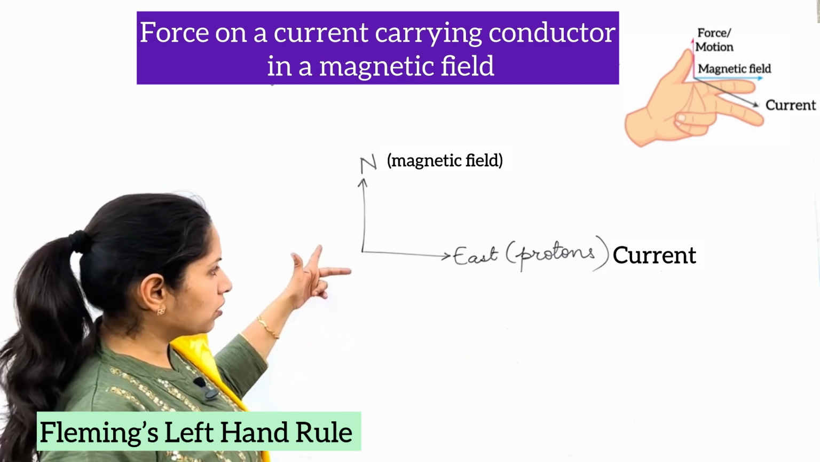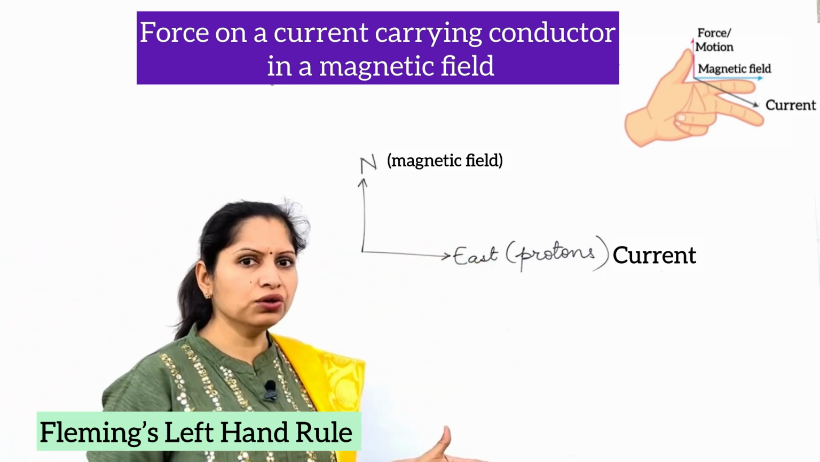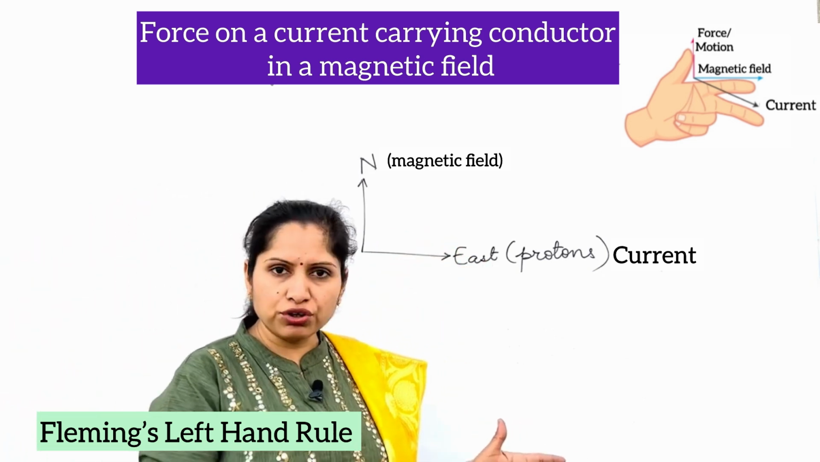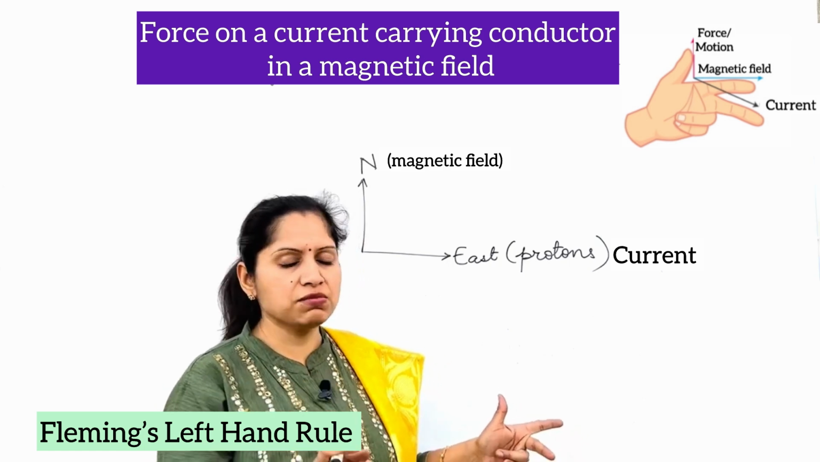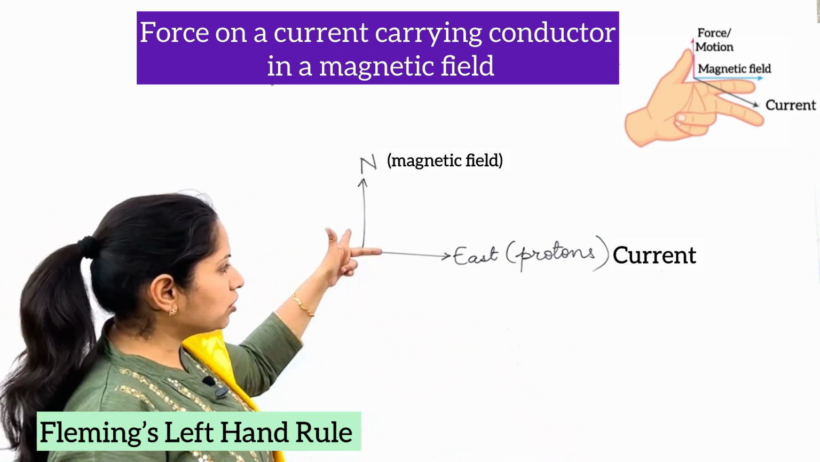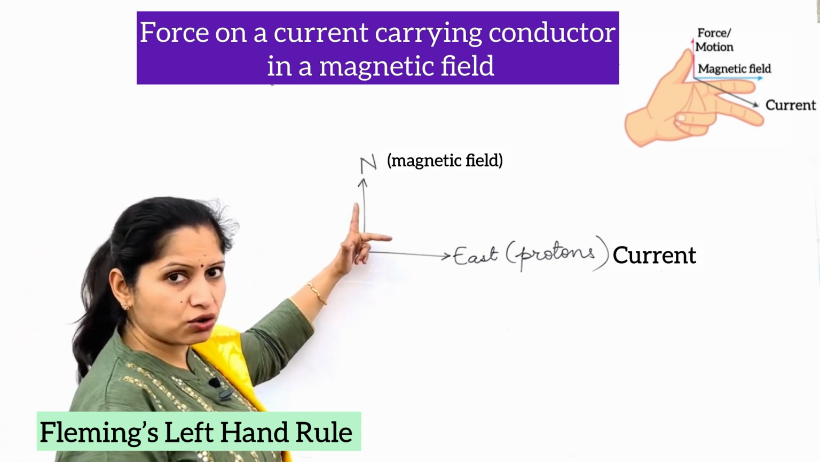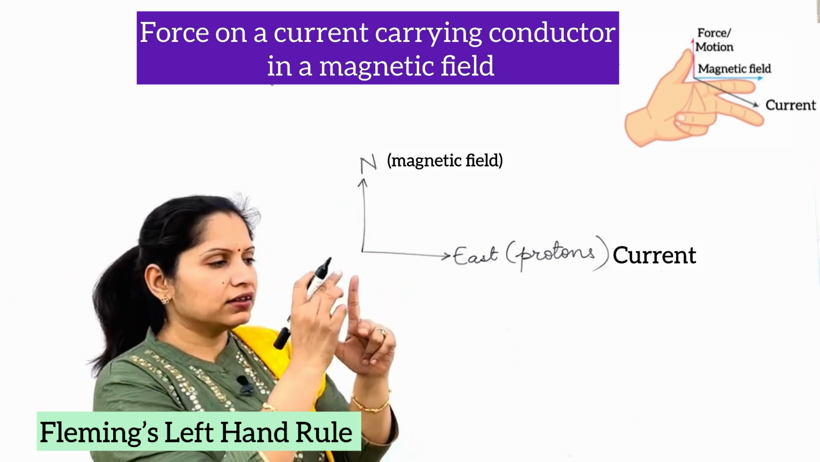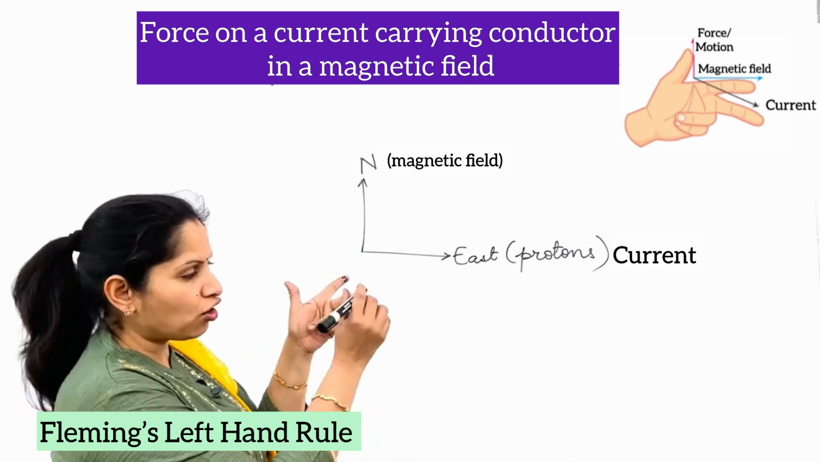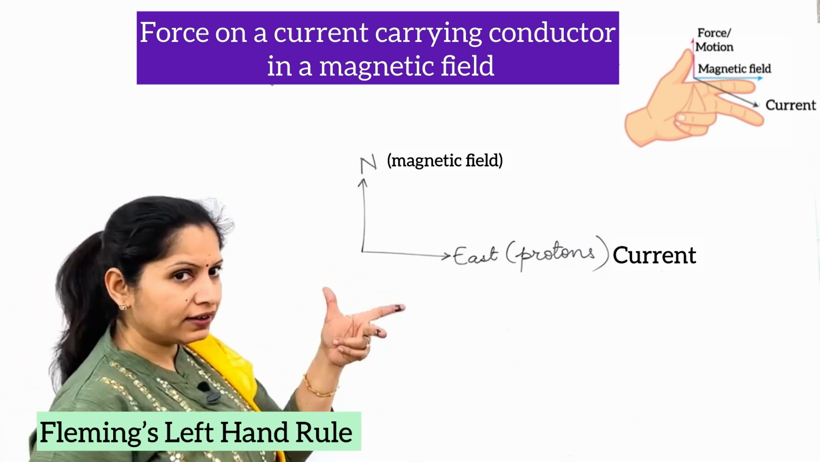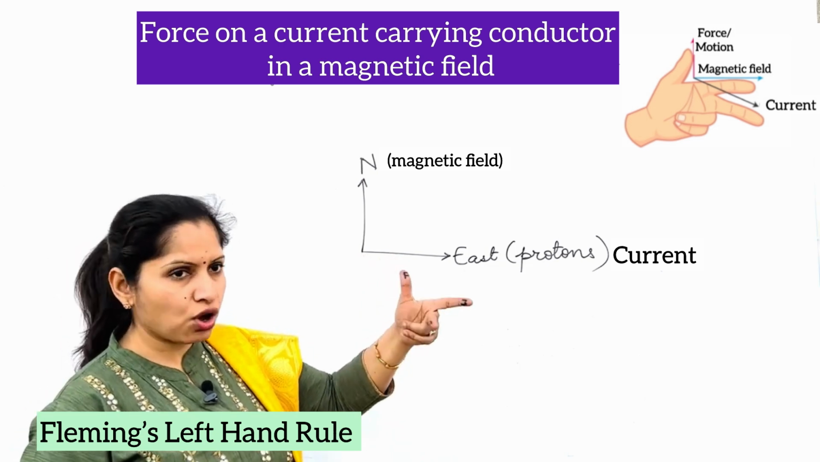If the direction of protons is towards the east, that means the direction of current is towards the east. Why am I saying so? Because the direction of protons and the current is the same. Whatever is the direction of positive charges, the same is the direction of current. The direction of protons is towards the east. Direction of magnetic field is towards the north. So this index finger of mine shows the magnetic field. The middle finger of mine points in the direction of current. Then the thumb points in the direction of force.